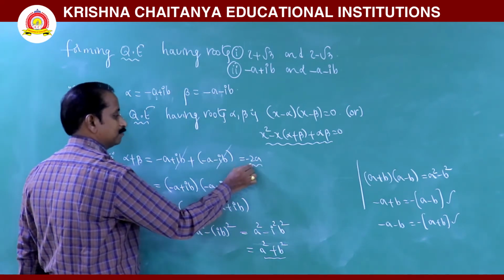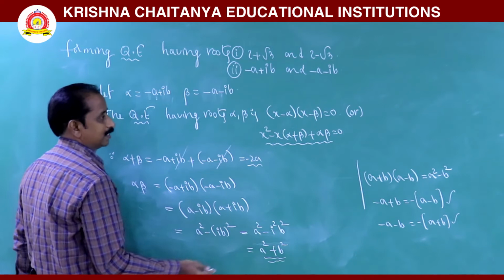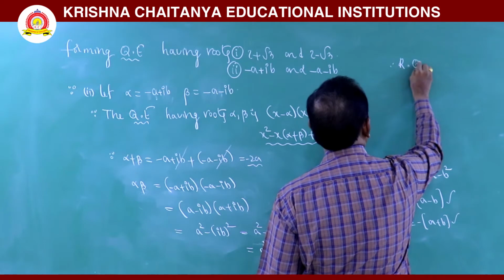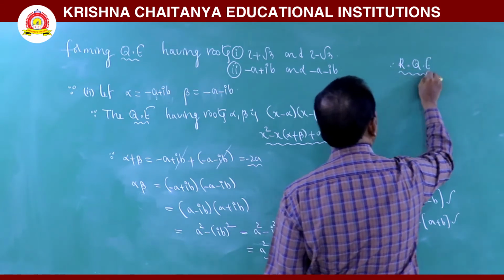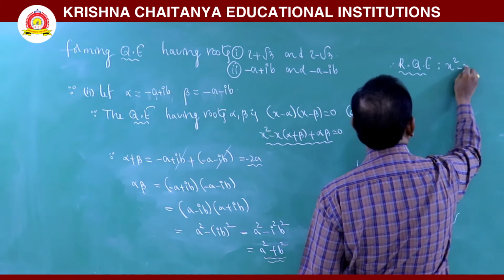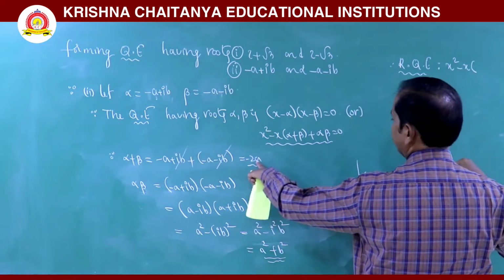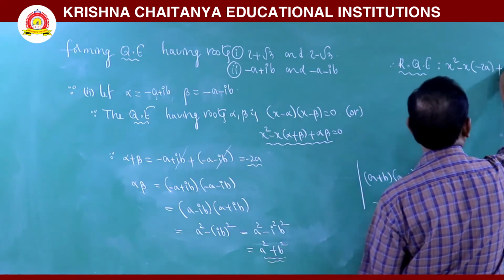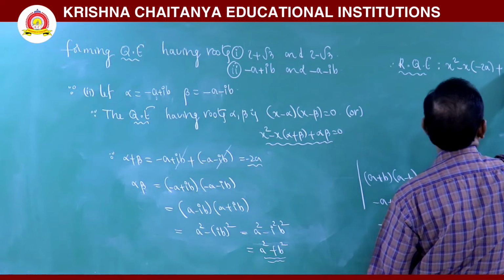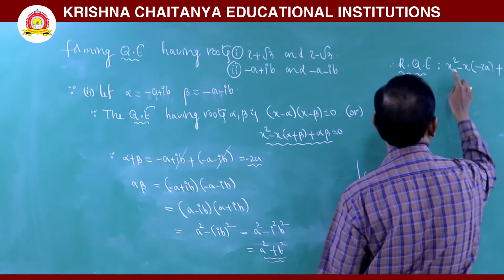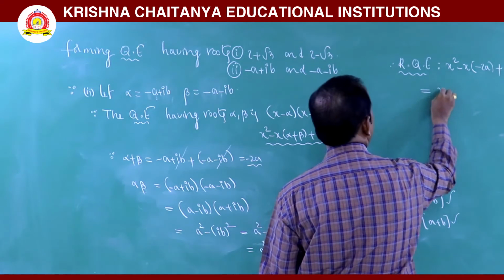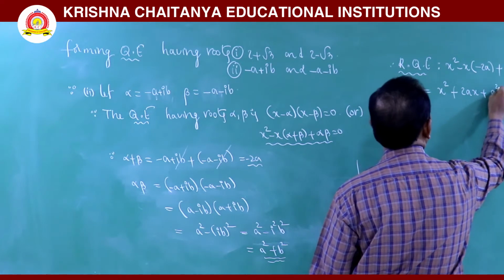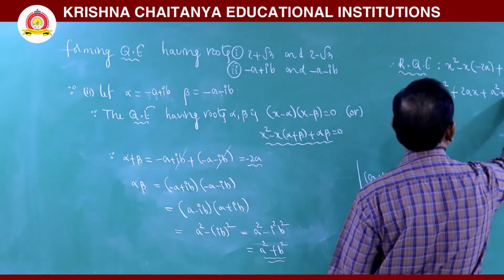Whenever we know the sum of the roots and the product of the roots, we get the required quadratic equation. So therefore, the required quadratic equation is x square minus x into alpha plus beta, meaning minus 2a, plus alpha into beta, which is a square plus b square, is equal to 0. So minus of minus is plus. So we can write the conclusion: x square plus 2ax plus a square plus b square is equal to 0.